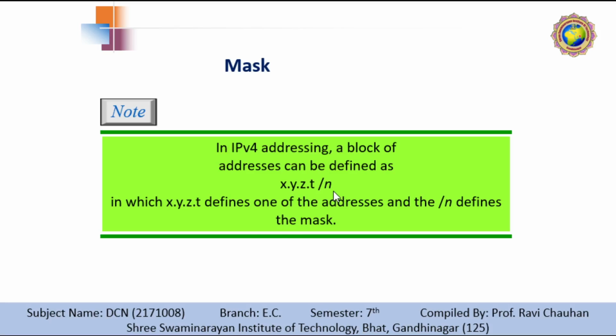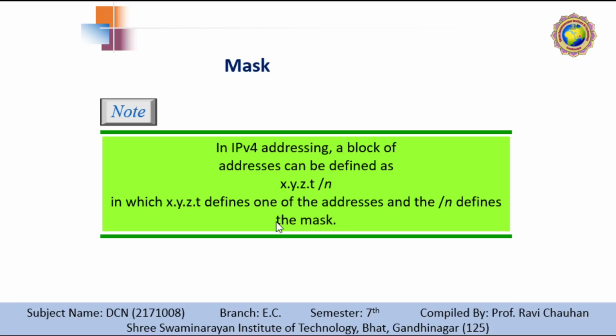It is very convenient to give just a value of n preceded by a slash, just like our CIDR notation. So in IPv4 addressing, a block of addresses can be defined as x.y.z.t/n, in which x.y.z.t defines one of the addresses and /n defines the mask. The address and the slash notation completely define the whole block: first address, last address, and number of addresses.